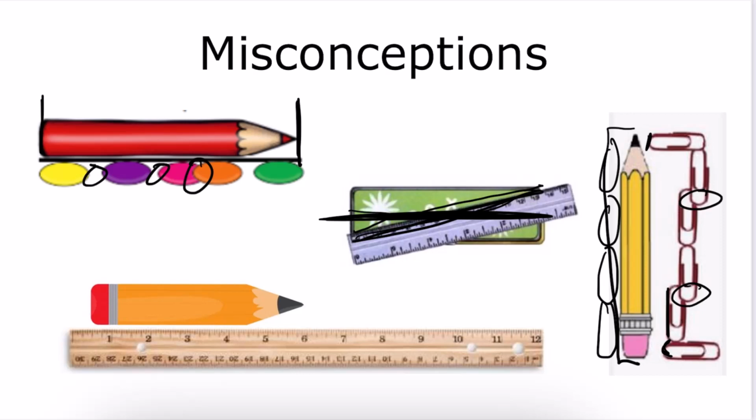And another one, especially when you're using rulers, is that the students don't always remember to line up the end of the object with the 0 mark.